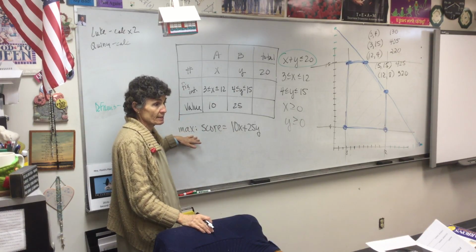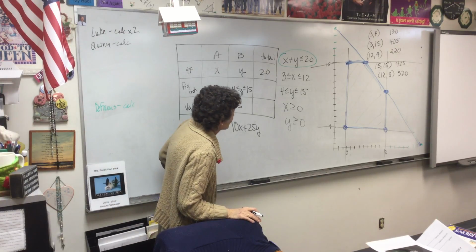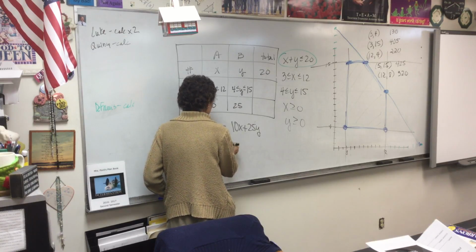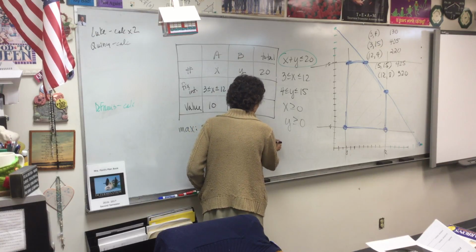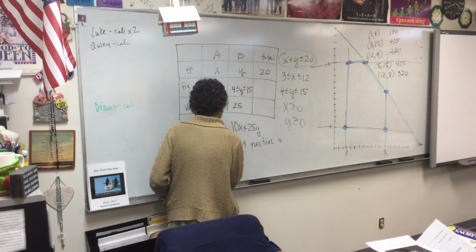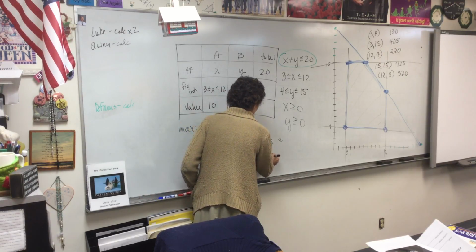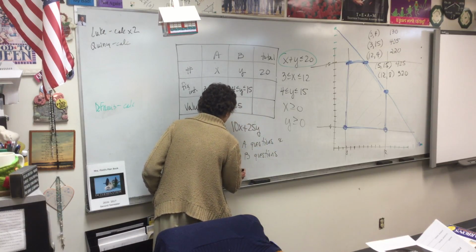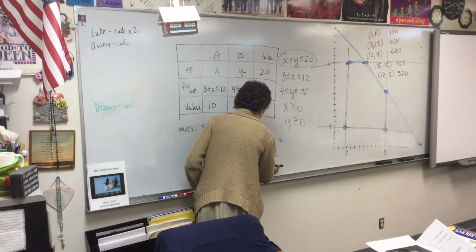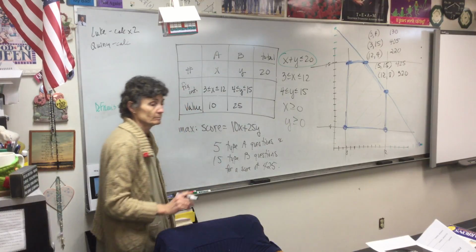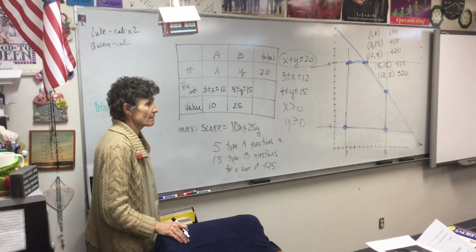Obviously, I want to get the highest one I can. So what should I do? 5 type A questions and 15 type B questions for a score of 425. Okay, does that make sense to everybody?